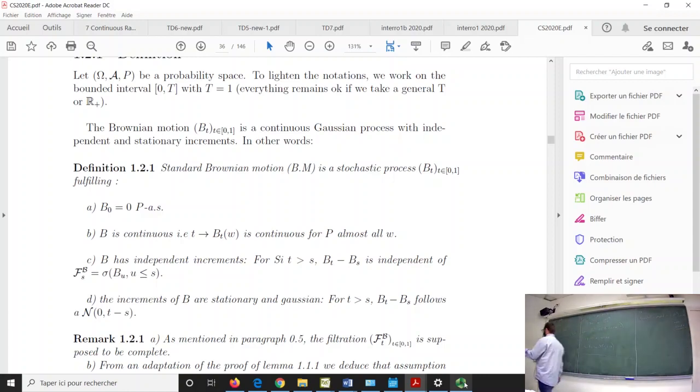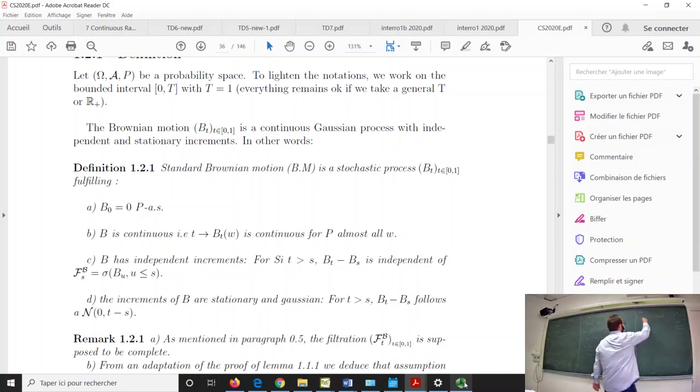Suppose that you want to prove that someone is a Brownian motion. You have to prove that I start from 0, not complicated. You have to prove that the trajectories are continuous, which is related to analysis. And then I have to prove the independence of Bt minus Bs with respect to this one. So how to do this in practice? Because a priori, I have a continuum of Bu inside this sigma algebra here.